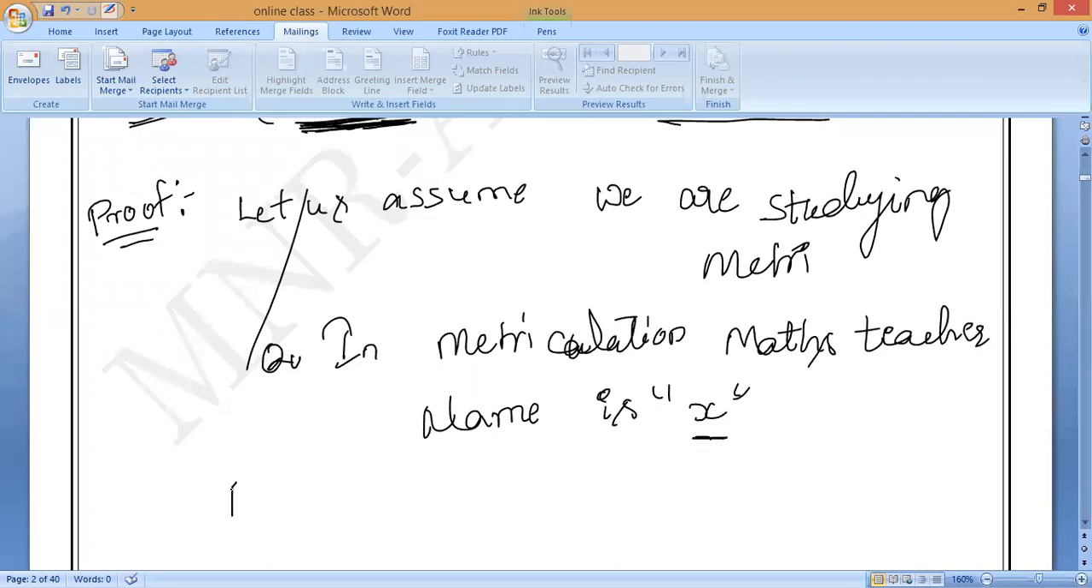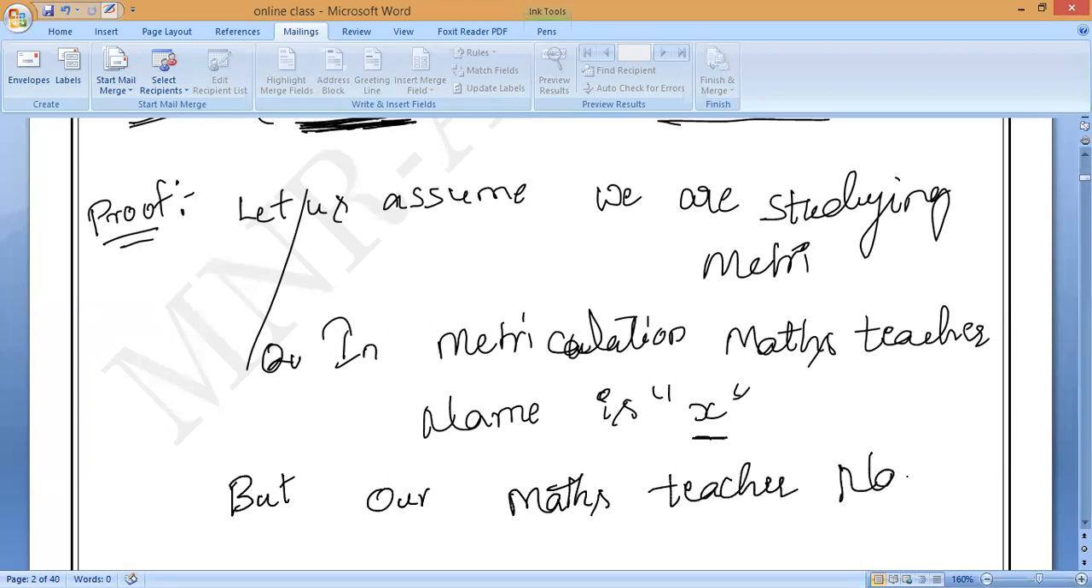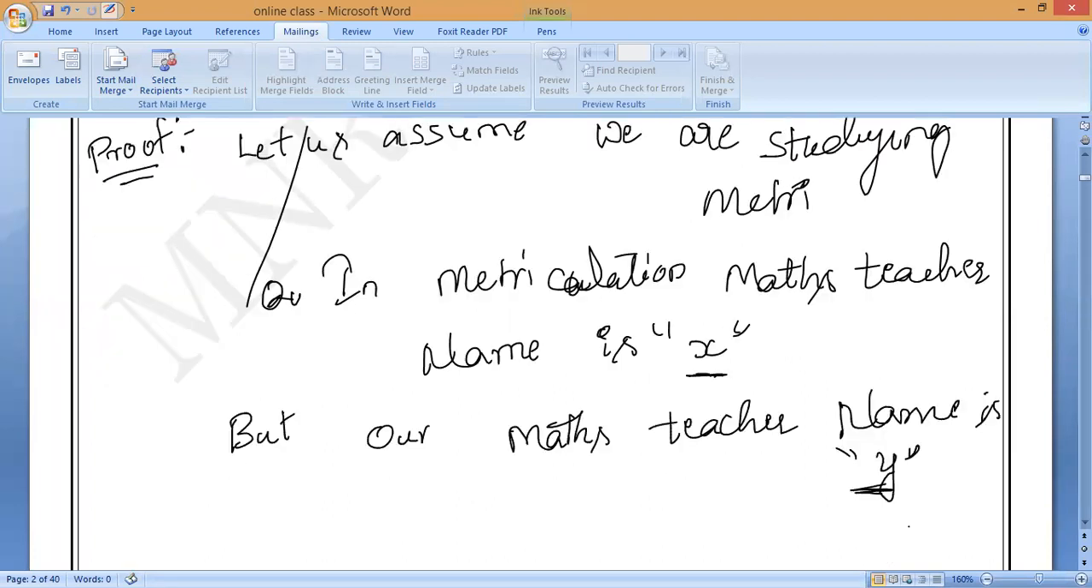But our maths teacher's name is some Y. Are both the same or different? X and Y, different names, correct? In matriculation, the maths teacher's name is some X, but our maths teacher's name is some Y. Do you understand this one? Reverse. Yes, ma'am.